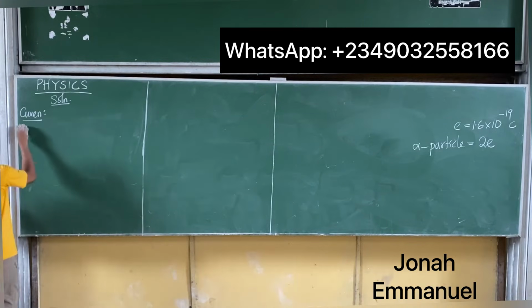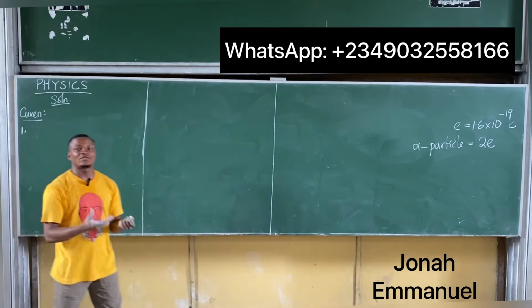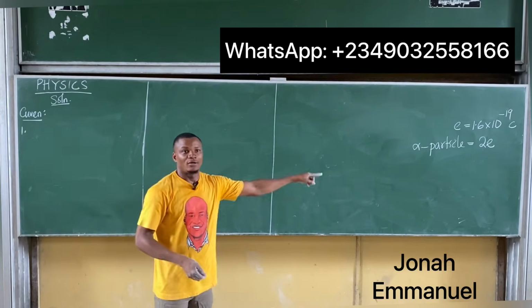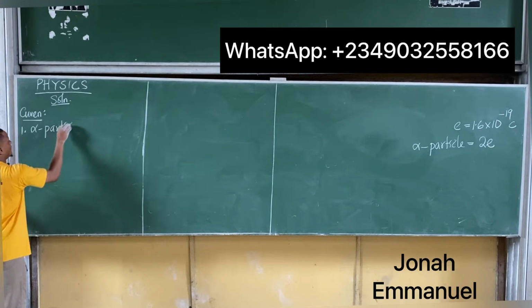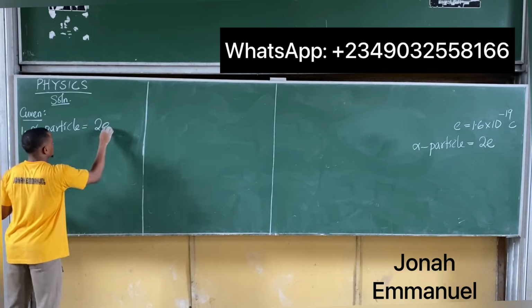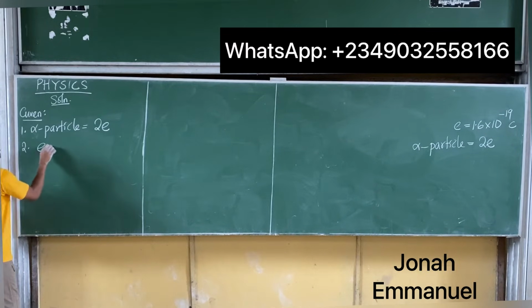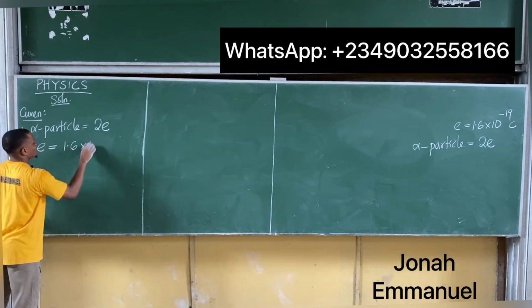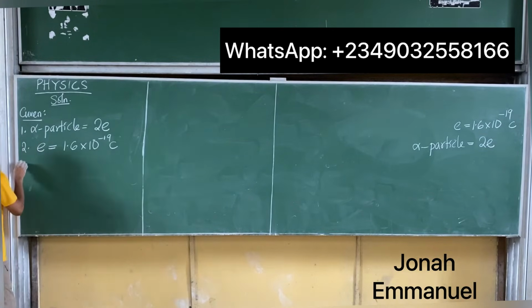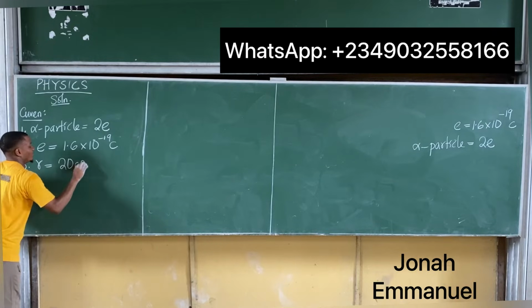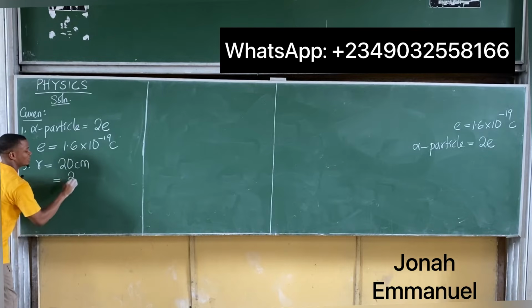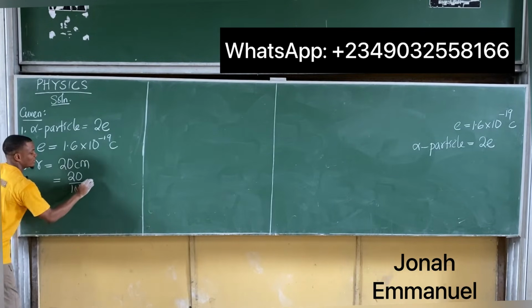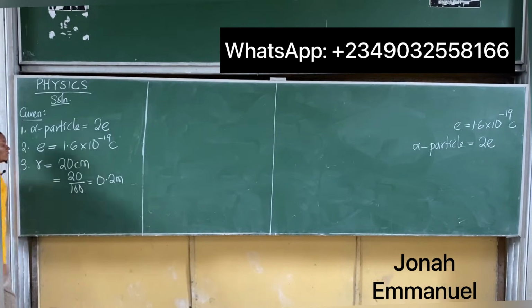So solution. Number 1, I'm given the alpha particle, that's why they didn't give you a value for it. They expect you should know this. The alpha particle is equal to 2e. Number 2, I'm given the electron e, equal to 1.6 times 10 to the power minus 19 Coulomb. Number 3, I'm given the distance apart, R. How many, please? 20 cm. So 20 cm in meters becomes 20 divided by 100, that becomes 0.2 meters.